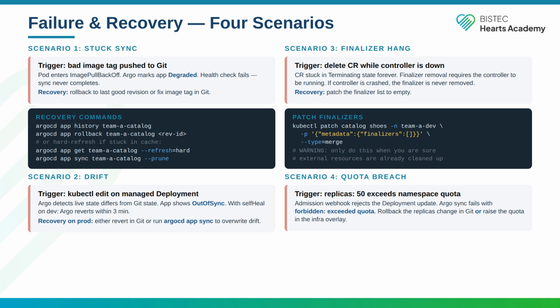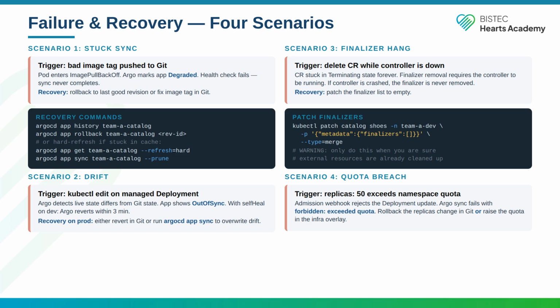With the controller down, this never happens. Recovery requires directly patching the finalizer's array on the object to empty it. This bypasses the controller's cleanup logic, which means any deployments owned by the custom resource are now orphaned and must be cleaned up manually.